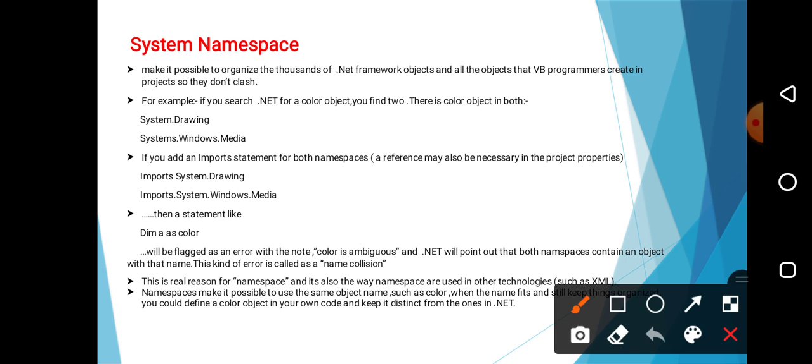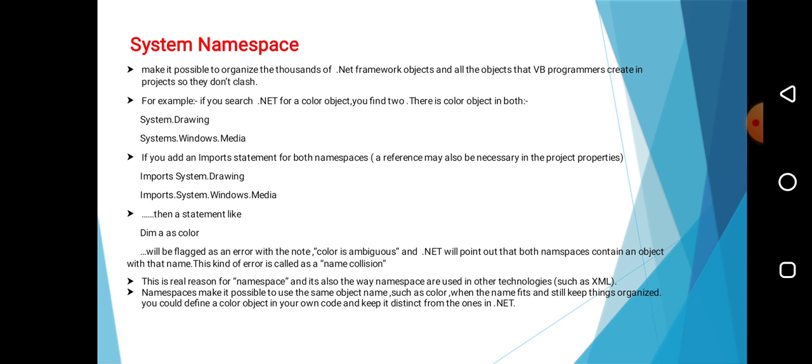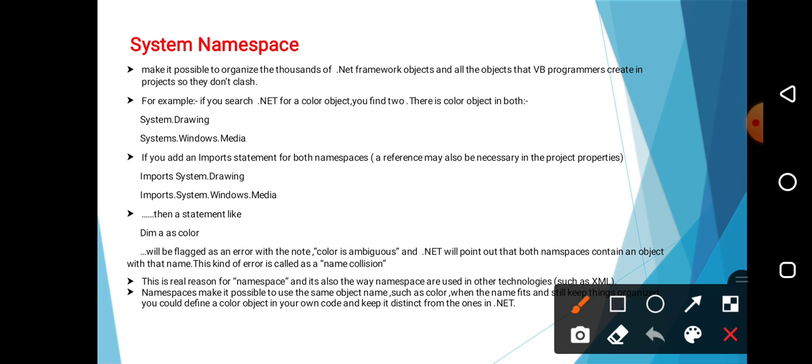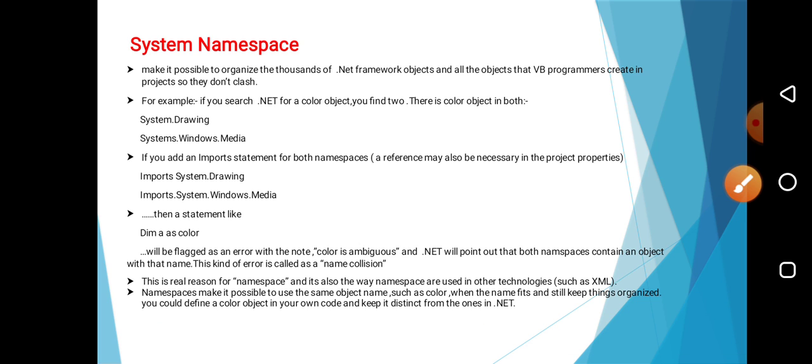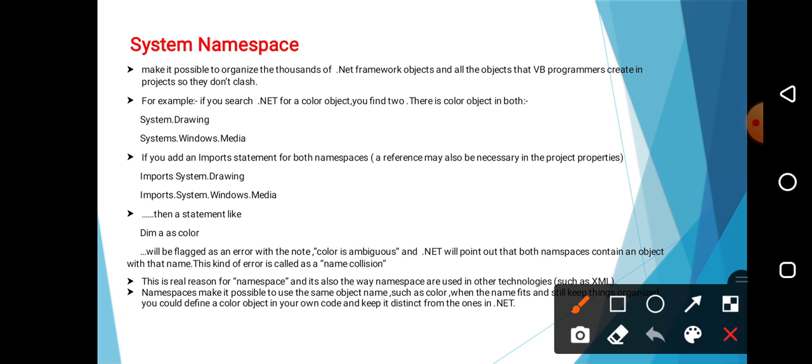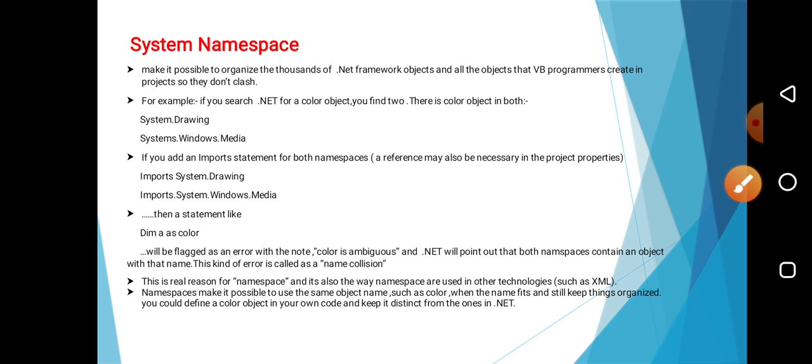The real reason is namespaces, and also the way namespaces are used in other technology. We can simply say that namespaces make it possible to use the same object name, such as Color, when the name fits and still keep things organized. You could define a Color object in your own code and keep it distinct from the ones in .NET. Here I have defined Dim A As Color. So this is all about the system namespace.